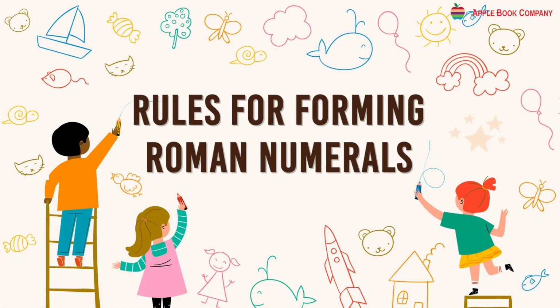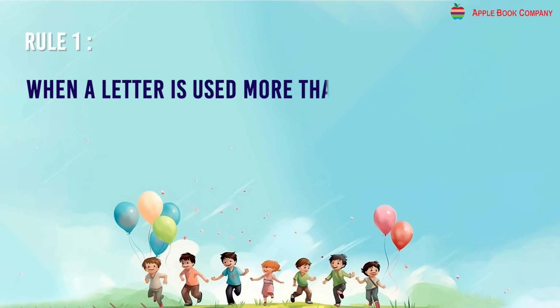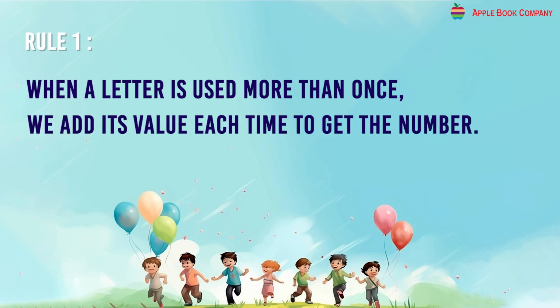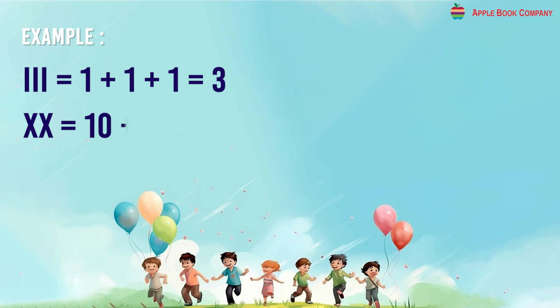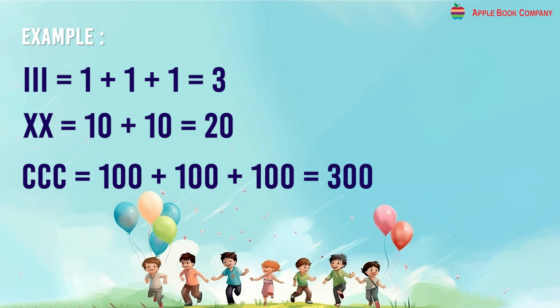Rules for forming Roman numerals. Rule 1. When a letter is used more than once, we add its value each time to get the number. Example, III is equal to 1 plus 1 plus 1 is equal to 3. XX is equal to 10 plus 10 is 20. CCC is equal to 100 plus 100 plus 100, which is 300.